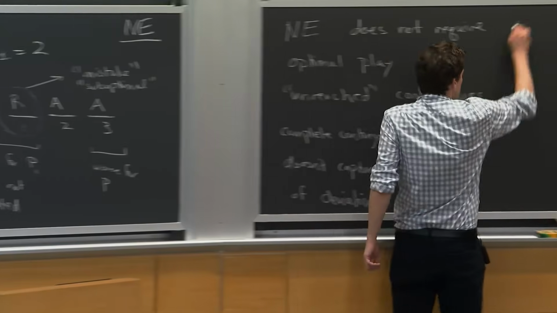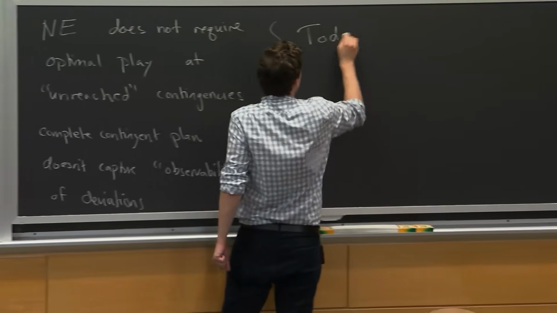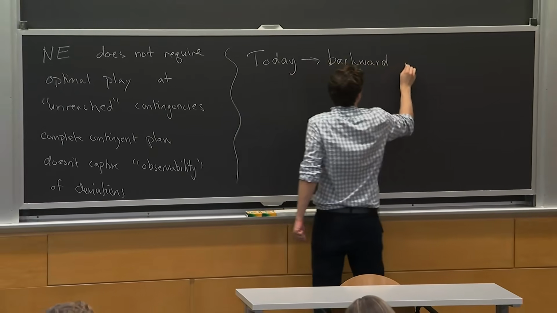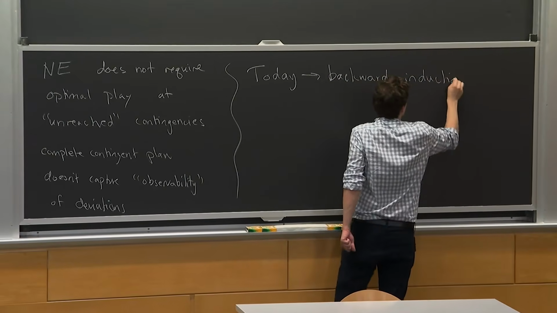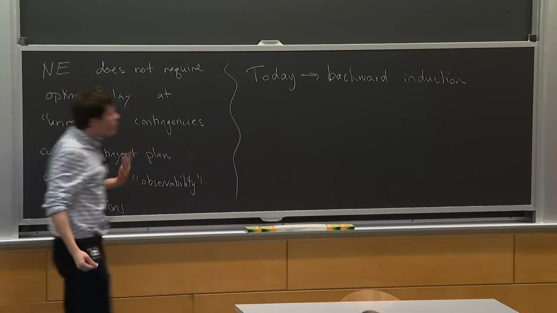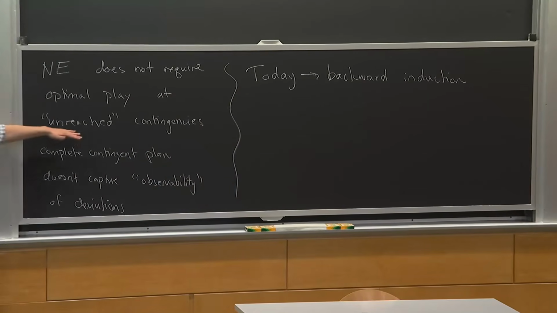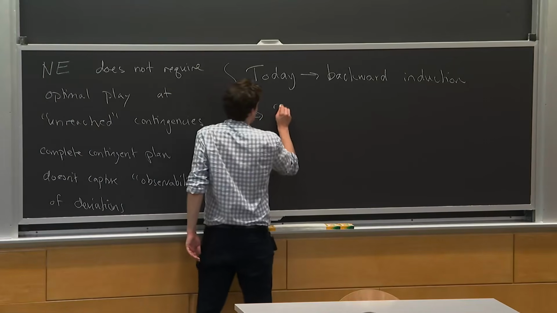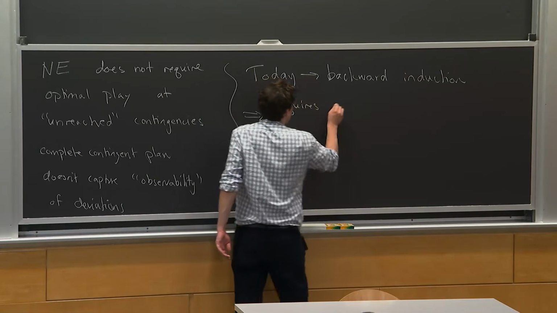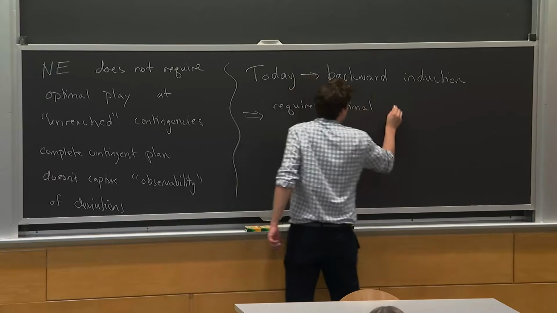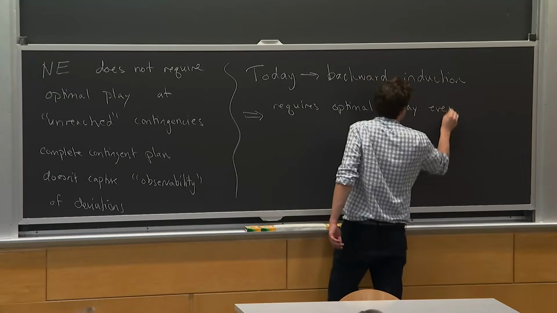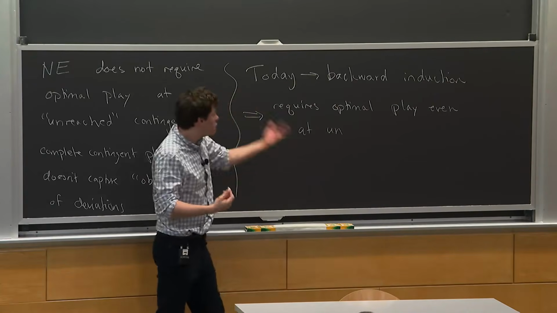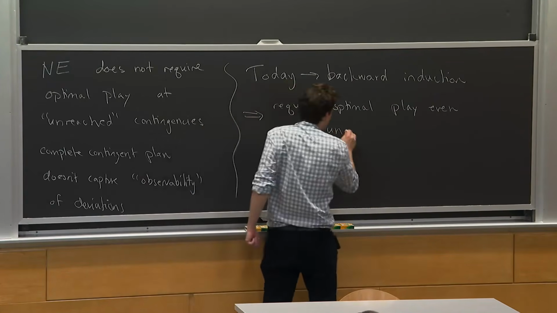So today, we're going to define something called backward induction. The basic idea is that backward induction is going to require optimal play even at unreached contingencies. Obviously at reached contingencies as well, but what's new about it is that it requires optimal play at unreached contingencies.